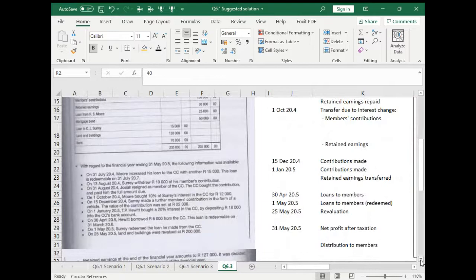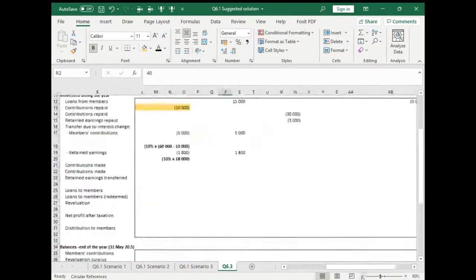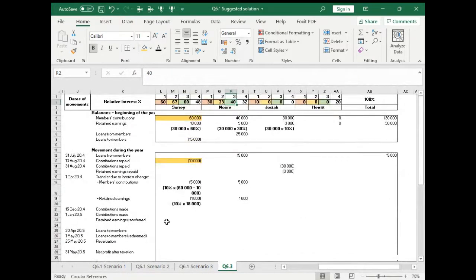Okay, so then on the 15th of December, Surrey made further members' contributions in the form of the vehicle. The value of the contribution was set at 22,000. So what Surrey is doing is he's putting more capital into the business. So what we're doing here is for Surrey, let's just make it smaller so that all the headings are there. For Surrey, we add an additional 22,000 that he's now put back into the CC.